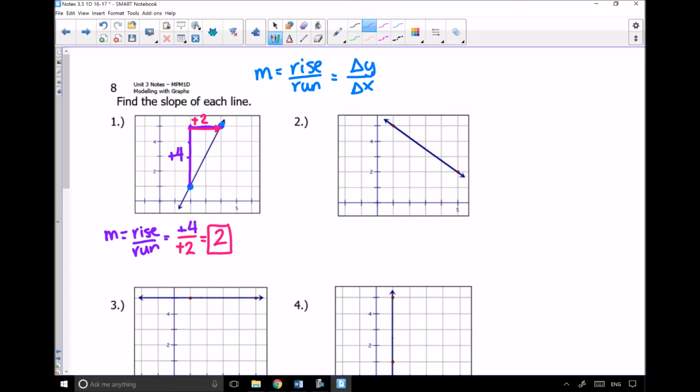Now looking at my graph, does my answer seem to make sense? Does it have a positive slope? Well, when I look at it from left to right, it looks like it's going up, so it definitely looks like it has a positive slope, okay? Now, that's not the only way that you can do it.